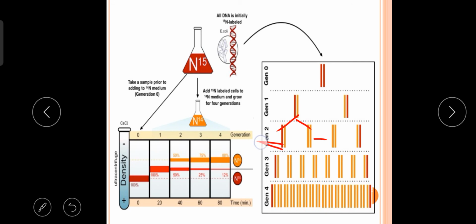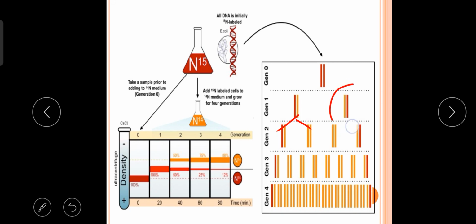Here the red one is the 15N and both orange are 14N, because the parent DNA molecule contained one red and one orange, and that is why these two new DNA molecules also contain one red and one orange. Both new DNA strands are formed from the new medium, that means all from the 14N medium, and that is why all the new DNA strands are 14N.